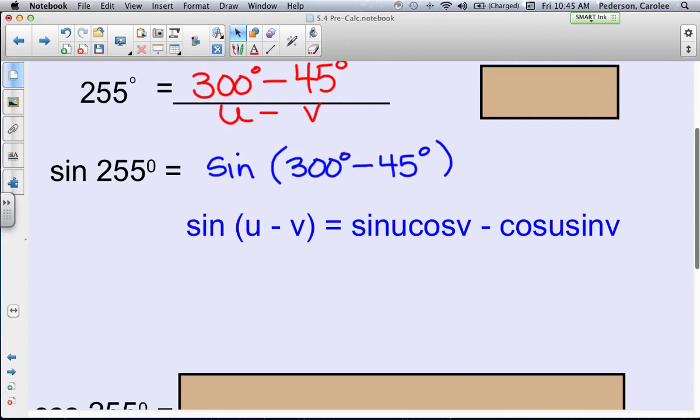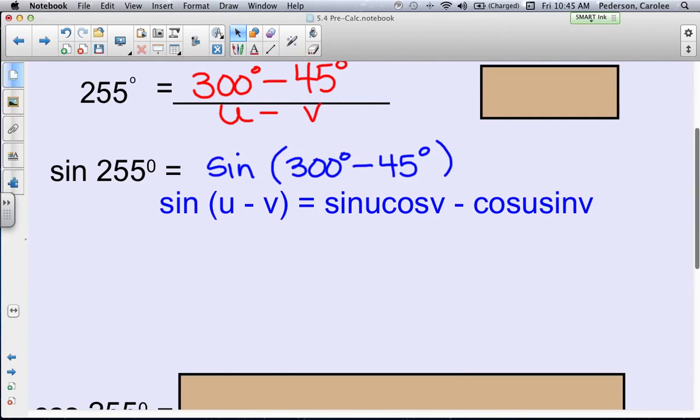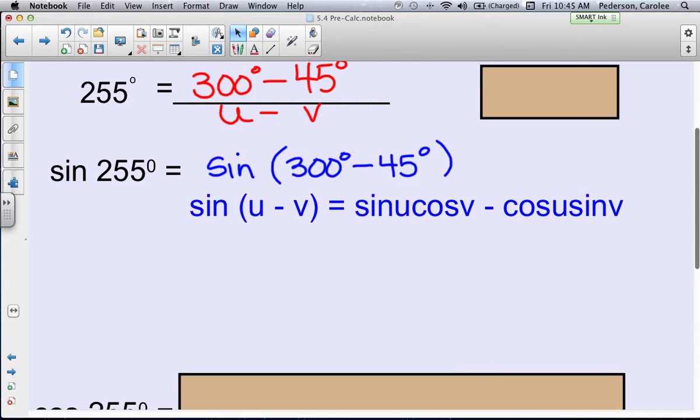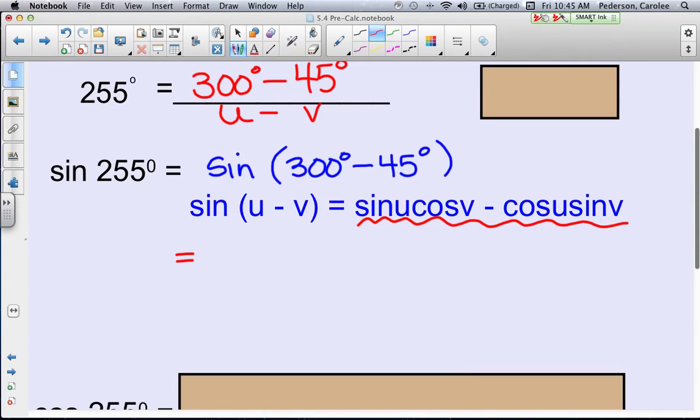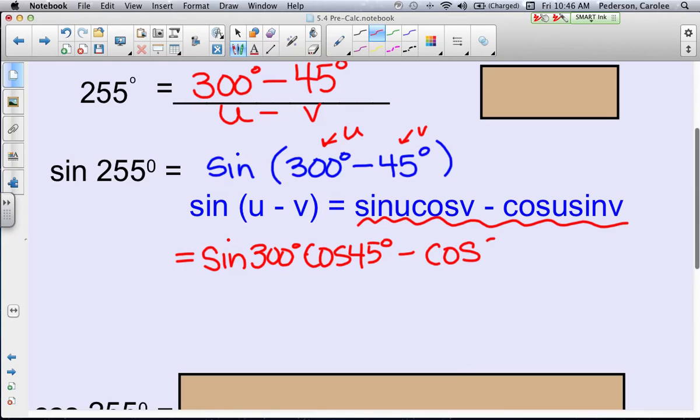The sine of u minus v. So we're going to substitute it into this blue formula. And now we're working with the right-hand side of the equation. And we say the sine of u, which is 300 degrees, times the cosine of v, which that's my v, 45 degrees, minus the cosine of u, 300 degrees, times the sine of v, which is 45 degrees.